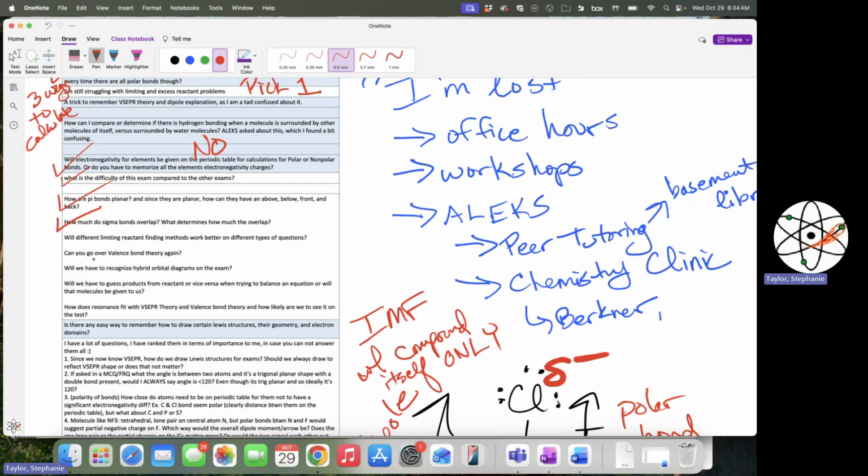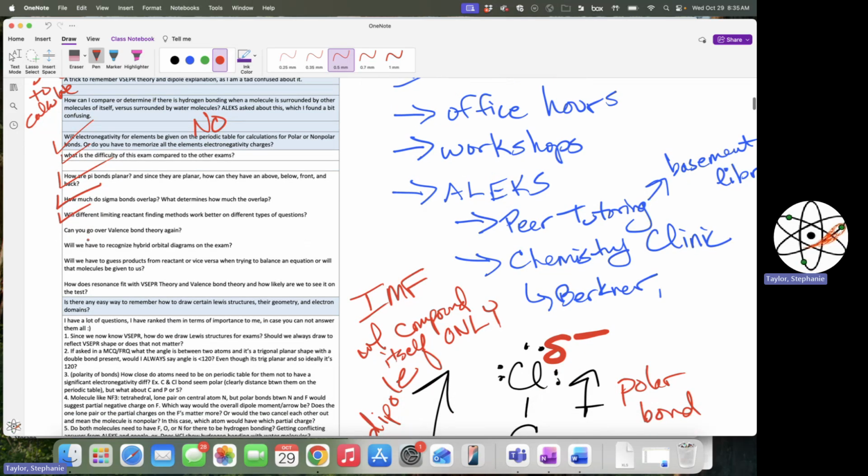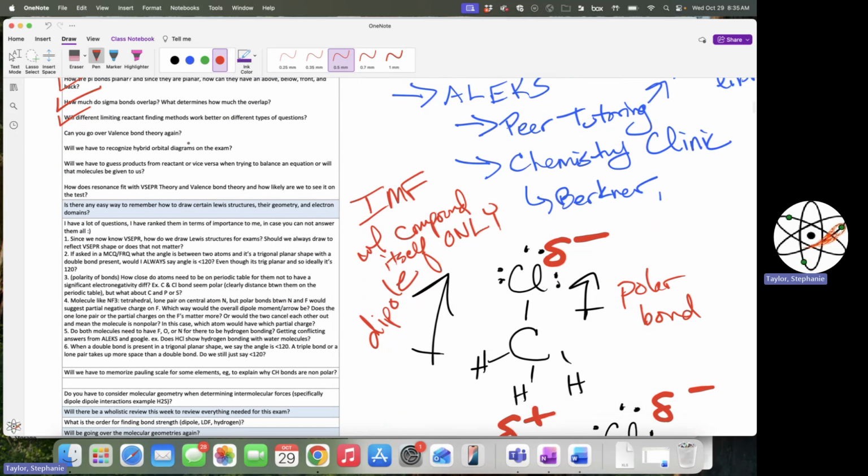Will different limiting reactant finding methods work better on different types of questions? Technically, yes, but honestly, I still think for limiting reactant, the way that works best is the way that comes to your mind first. And I think you're better off just knowing how to do limiting reactant one way really well than having an arsenal of different types.